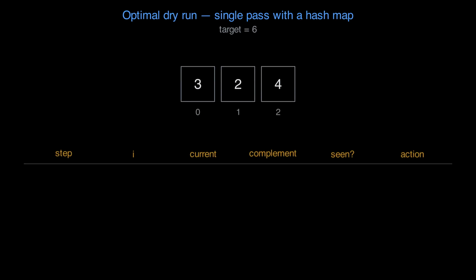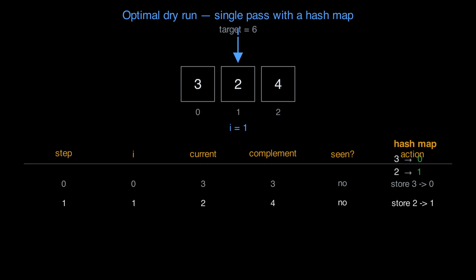Tracing on the same example, 3, 2, 4, target 6. Track current, complement, whether the complement is seen, and the map. i is 0, current 3, complement 3. Map empty, store 3 pointing to 0. i is 1, current 2, complement 4. Map has 3 but not 4, so store 2 pointing to 1. i is 2, current 4, complement 2. 2 is in the map at index 1, return 1 and 2. 3 iterations, 3 lookups done.